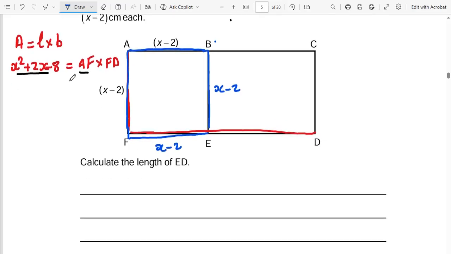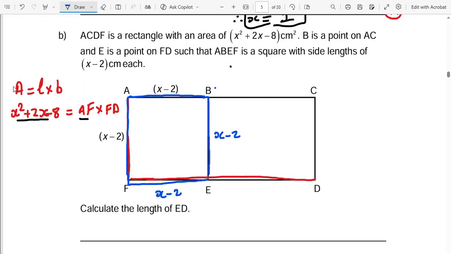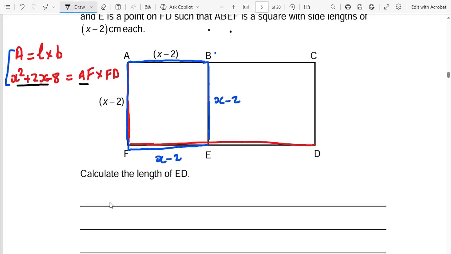So I think I was on the right path, but now that we started here, you know what you need to do. I think we just have to bring this thing down. We said that the area is equal to AF, which is length, times breadth. So this will be AF multiplied by FD. The question is looking for ED. So if the question is looking for ED, you need to ask yourself, how can I bring ED into this equation?